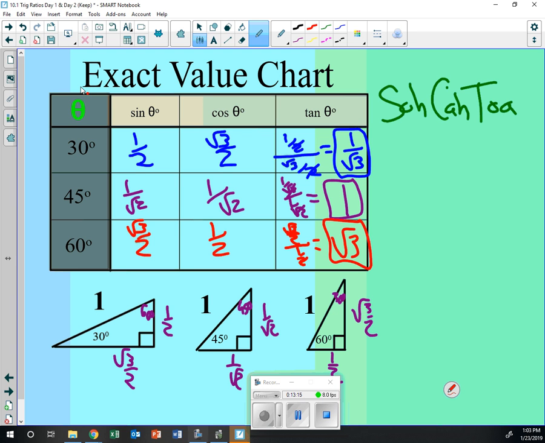Exact value means there's no decimals with a calculator. You don't need a calculator for that.